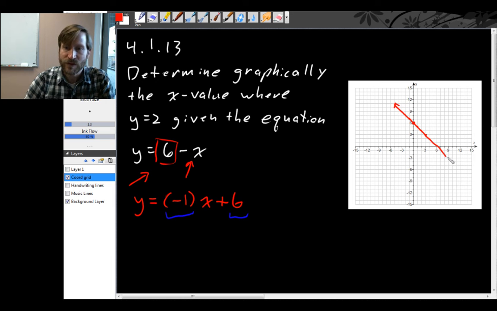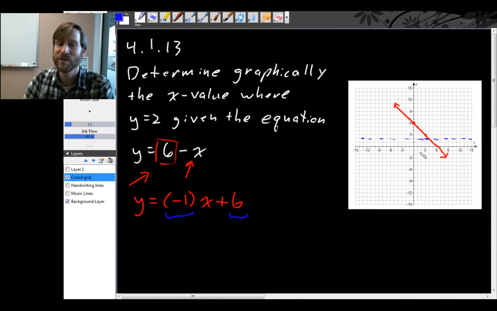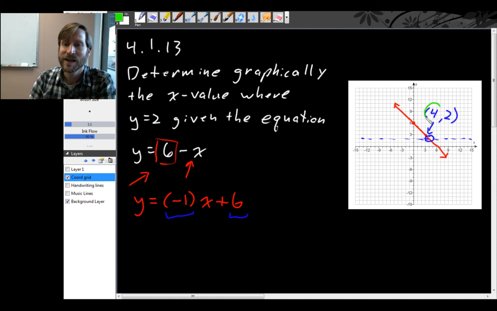Okay, so where along this line is there a point whose y-coordinate is 2? Well, we can just look at all of the points whose y-coordinate is 2. That's all of these points that I'm marking in blue here. All of these points have y-coordinate 2, and here's a spot on the line where the y-coordinate is 2. It looks like this spot is about 4, 2. So the x-coordinate where y is equal to 2 on this line is 4.